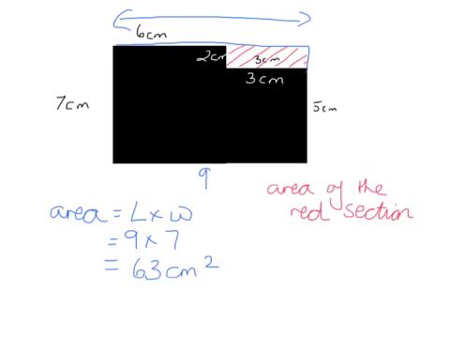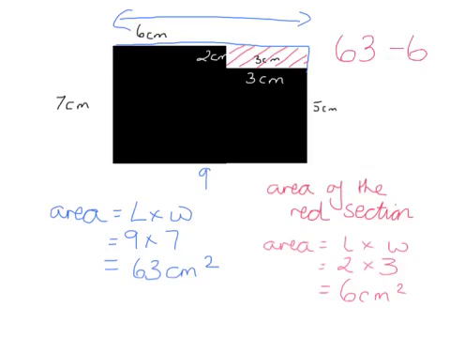So the area of the red section is area equals length times by width, and it would be 2 multiplied by 3, which would give me an area of 6 centimetres squared. To work out my total area, I then need to do 63, and I need to take away the 6. That's going to give me a final total area of 57 centimetres squared.